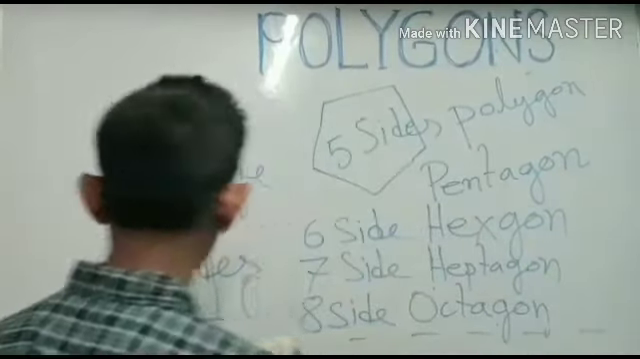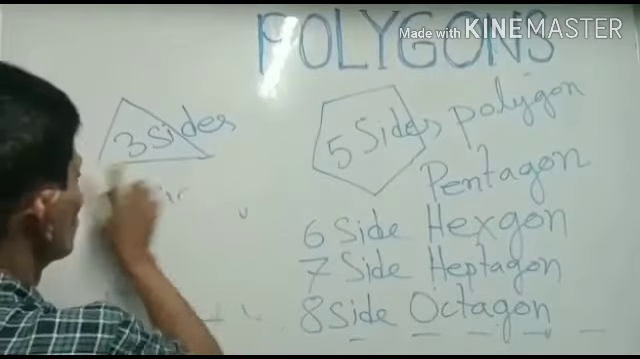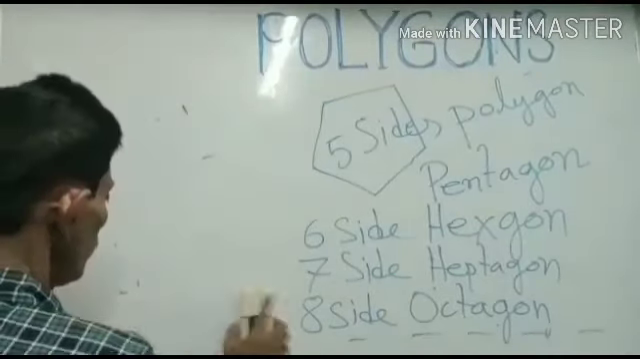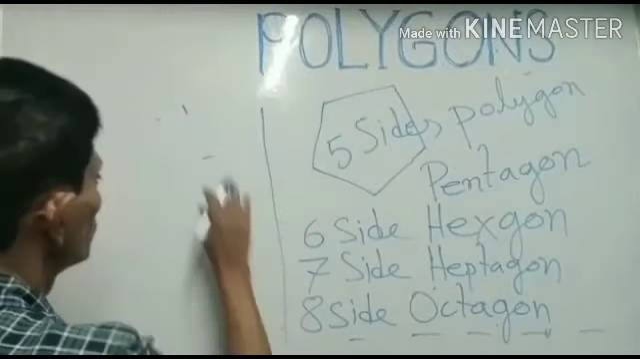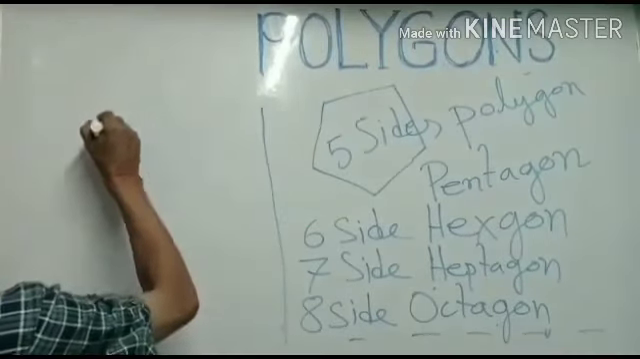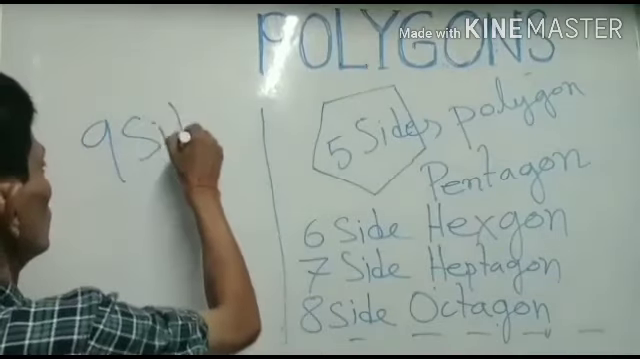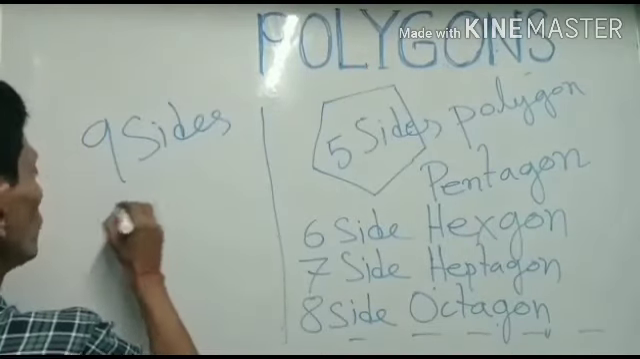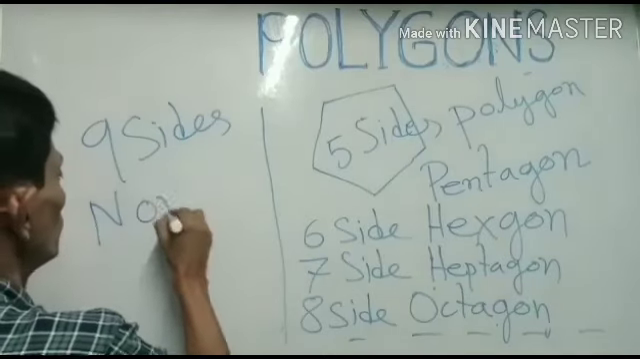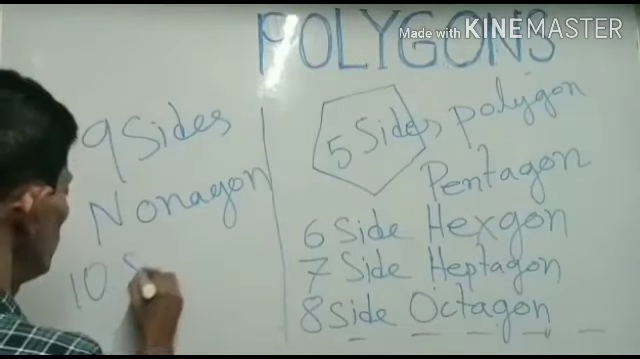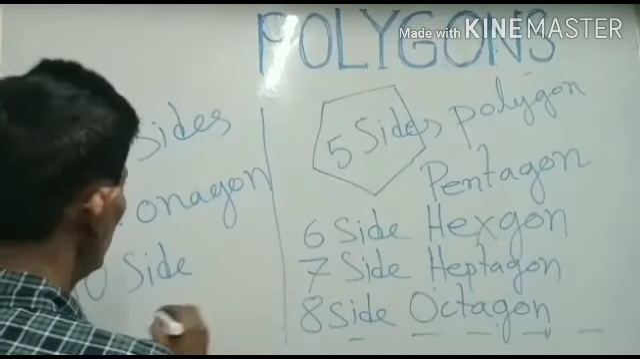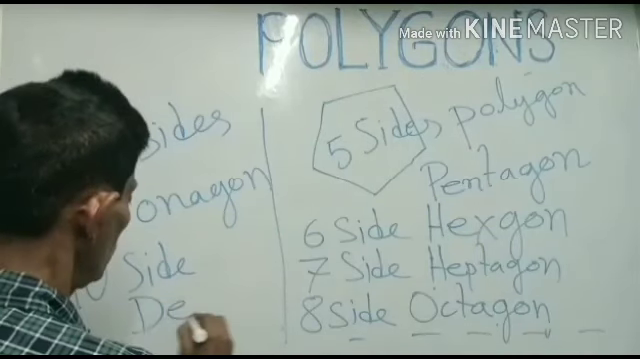Now, a nine sides polygon is a nonagon and a 10 side polygon is a decagon.